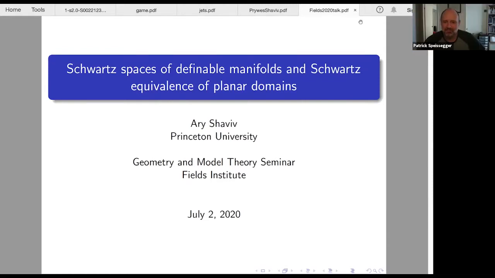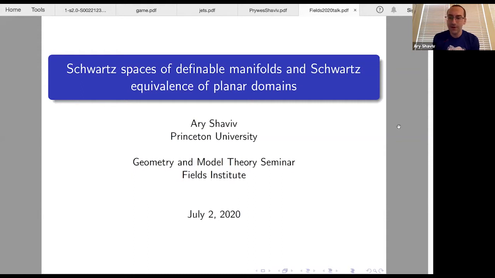Okay, so thank you, Patrick, for inviting me here. And I want to talk today about two different but related subjects. So we'll talk about Schwartz spaces, or spaces of Schwartz functions, in two different frameworks. So the first will be the definable framework. We'll talk about this in the first half of this talk, and the second will be the quasi-conformal geometry framework. So the second half of this talk will be based on a joint work with Ed and Prives.